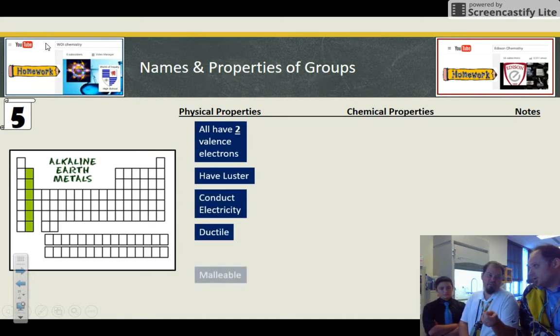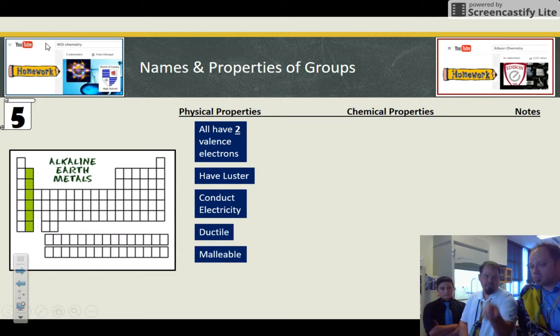Do you need to write all these to get your notes? Yeah. Do you think these things are important for metallic properties? See what I'm saying? You write them, I move on.